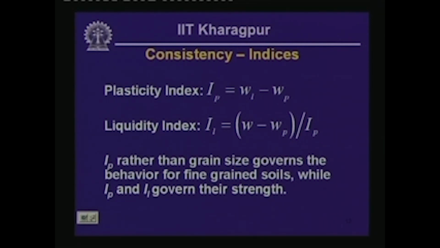Then another index is called liquidity index. In this case we have got the natural moisture content W minus Wp, the plastic limit, in the numerator, and that is divided by the plasticity index.